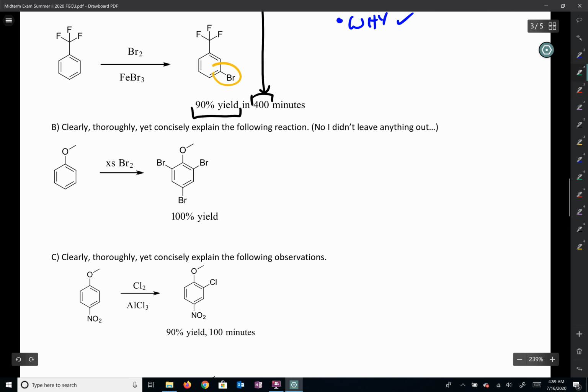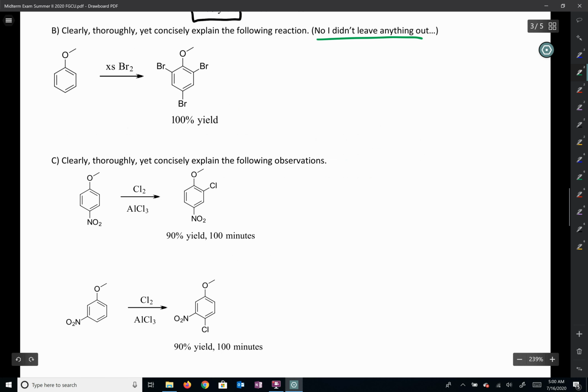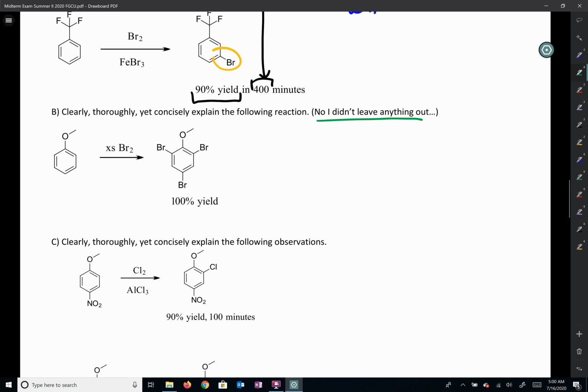So the who. Well, we've got an aromatic ring. Okay, that's reacting with bromine. That's interesting. And what did I leave out? There's no catalyst, right? So there's your who's. This is interesting. Every other reaction on this page has got a catalyst. This doesn't. So that would be something to comment about, right?